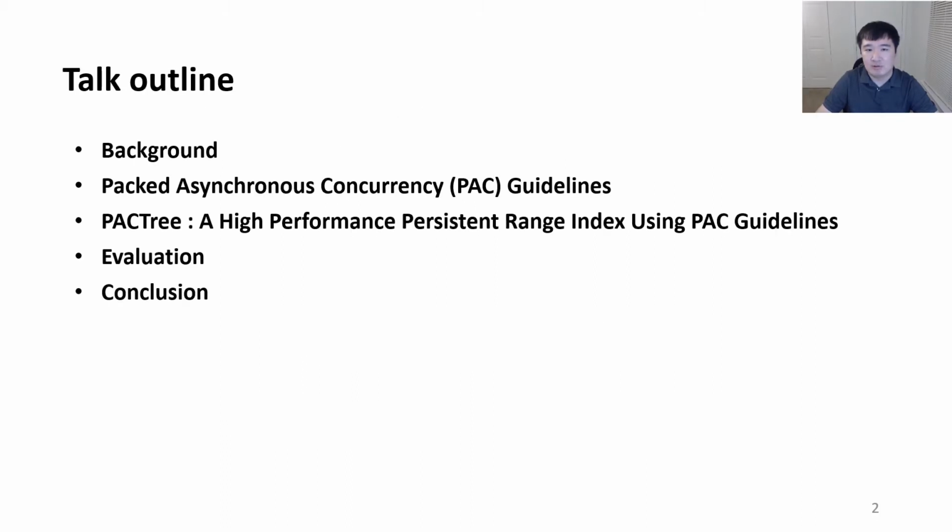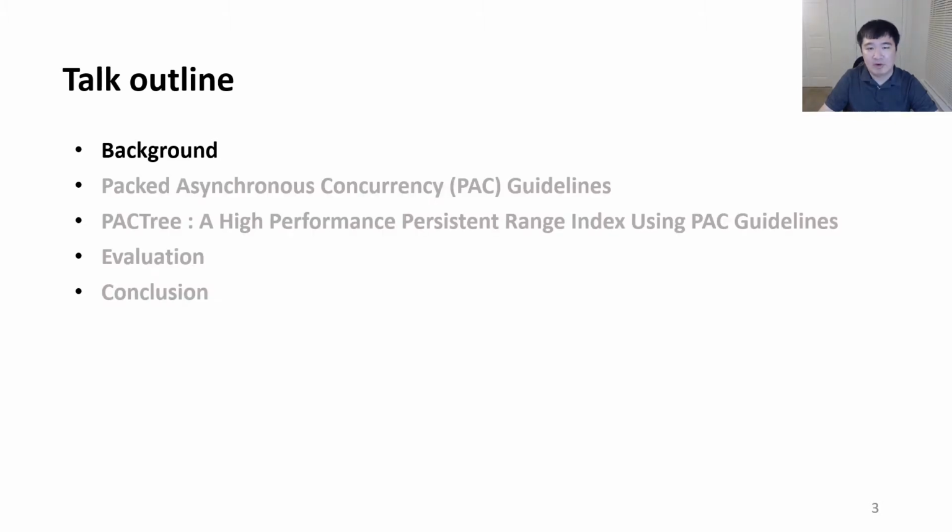This is the outline of today's talk. Let me first explain the background of this work and introduce our design guidelines, PAC Asynchronous Concurrency Guidelines. After that, I will explain our high-performance persistent range index PACTree, and then I will show you our evaluation results and conclude this talk. Let me first introduce NVM and its architecture.